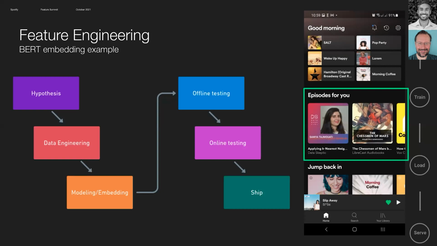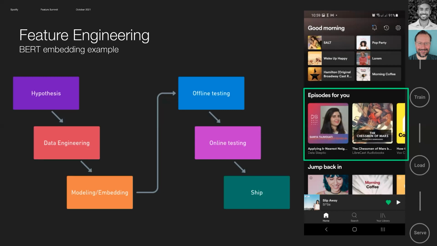But what does this mean? First you have your hypothesis, and you have to do some data engineering. Where are these episode descriptions coming from? There's an ingestion pipeline, and you have to hook into that, and then you have to get this into your model. So you have to do an embedding. In this case, we're using Hugging Face to create a BERT embedding.